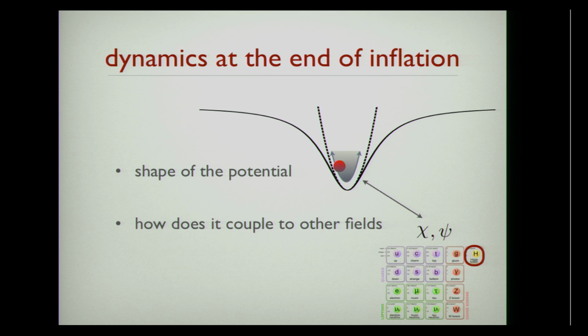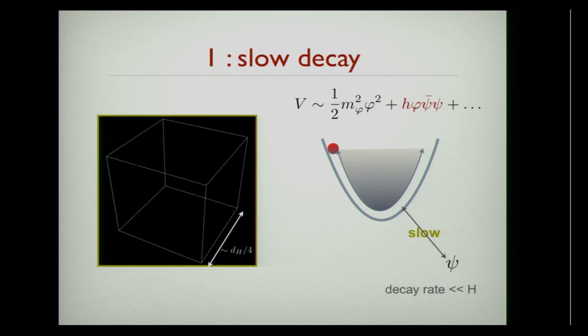Now, what happens at this period, at the end of inflation, depends strongly on the shape of the potential, as well as how it couples to other fields. So for example, if you had a really weak coupling or the decay rate was much slower than the Hubble rate, then all that would happen is this field would slosh around for a long time, and it would slowly siphon away energy from this field and would go into other particles.